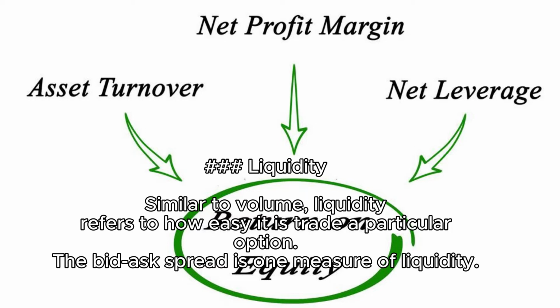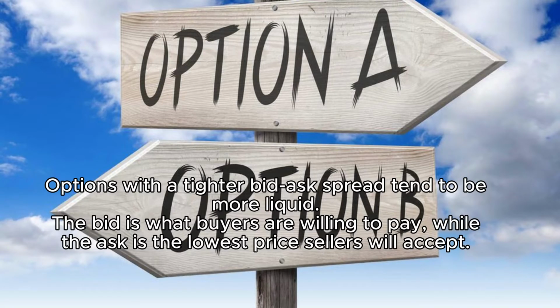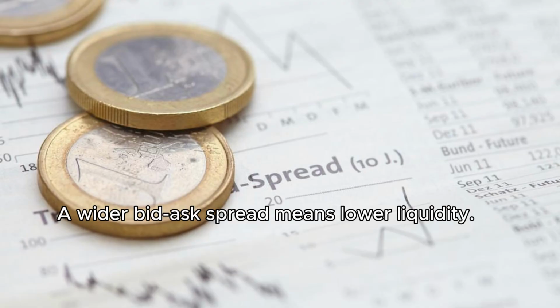Liquidity is similar to volume. Liquidity refers to how easy it is to trade a particular option. The bid-ask spread is one measure of liquidity. Options with a tighter bid-ask spread tend to be more liquid. The bid is what buyers are willing to pay, while the ask is the lowest price sellers will accept. A wider bid-ask spread means lower liquidity.